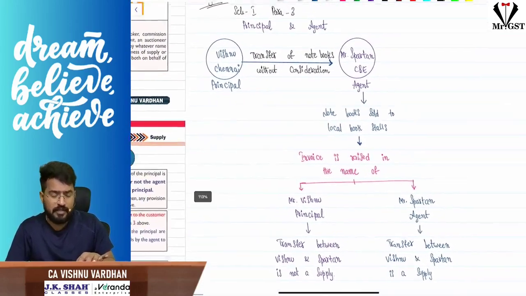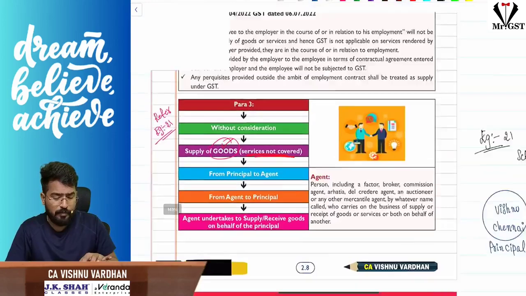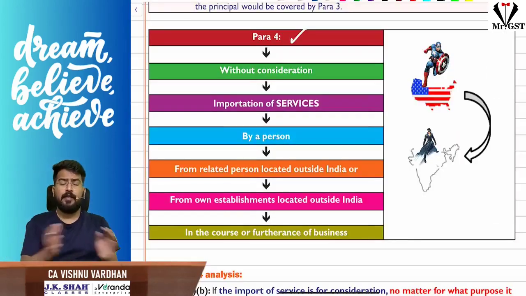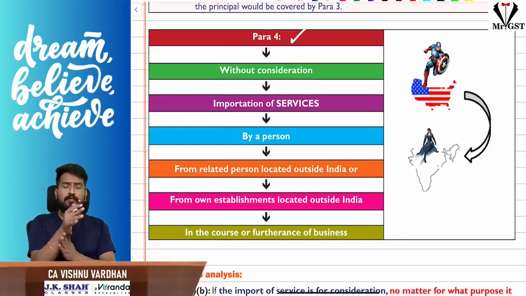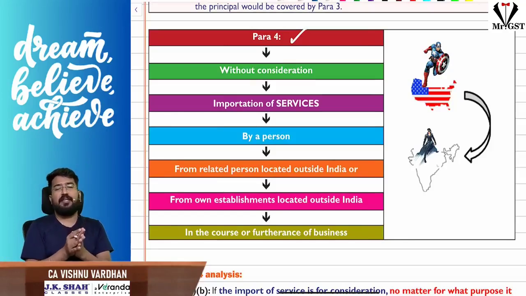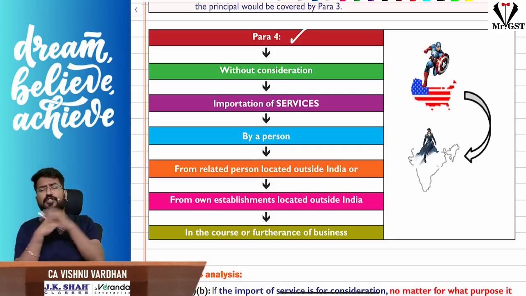So with this we are done with para 3 also. Let us move on to para 4. Coming to para 4, sir, what is para 4? Para 4 is all about importation of services without consideration from a related person or own establishment located outside India in the course or furtherance of business, as we have told. So here, importation of services we have already seen.